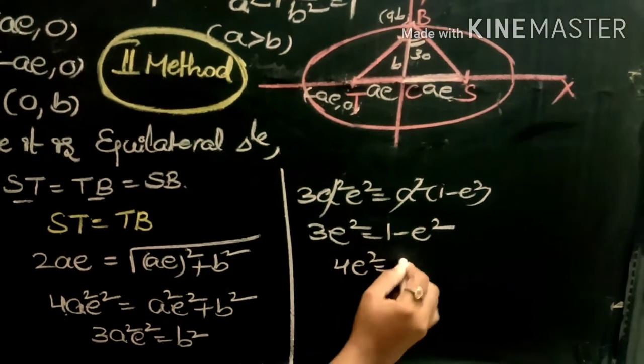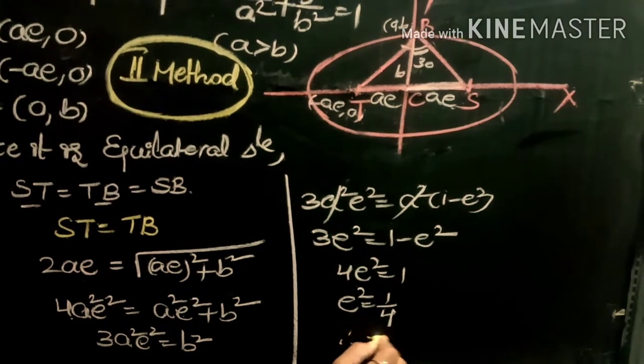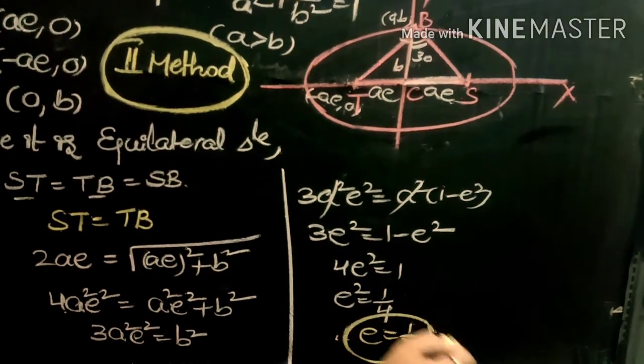Then 4e square is equal to 1. Then the value of e square is equal to 1 by 4. Therefore, the eccentricity e is equal to 1 by 2. That's all.